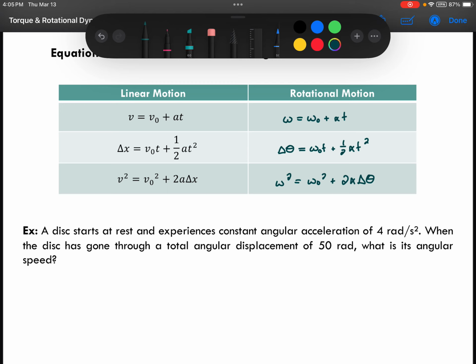All right, well, just like with our translational motion, a good starting place is listing out what we know. Can we clearly identify what's been given, what we're trying to find? So let's just go through and pick out these key details. Starts at rest. All right, that tells us our initial angular velocity is 0 radians per second. We have a constant angular acceleration of 4 radians per second squared. Angular acceleration is alpha.